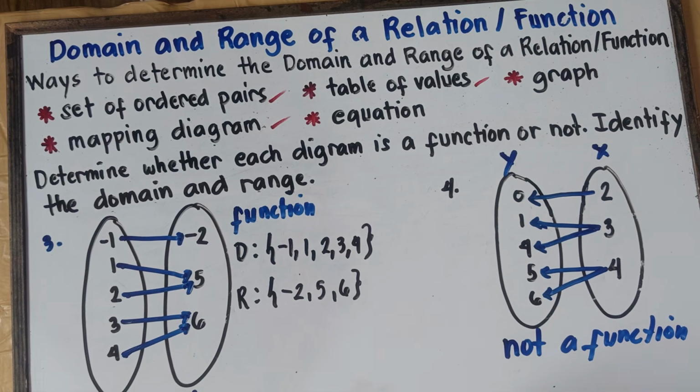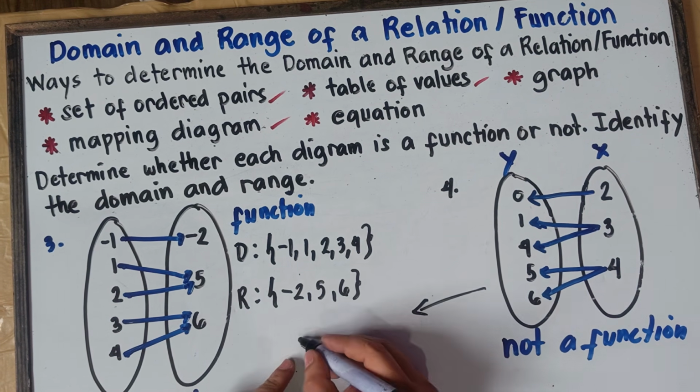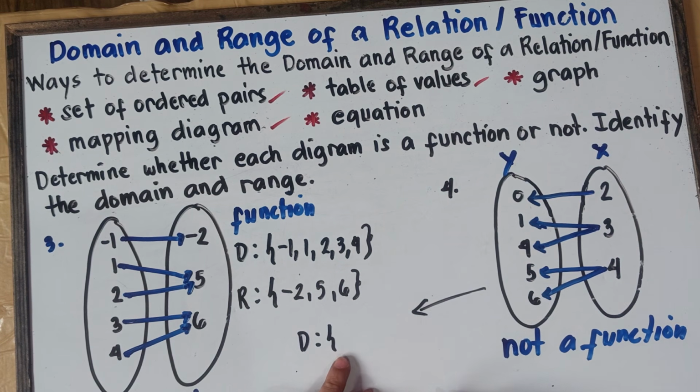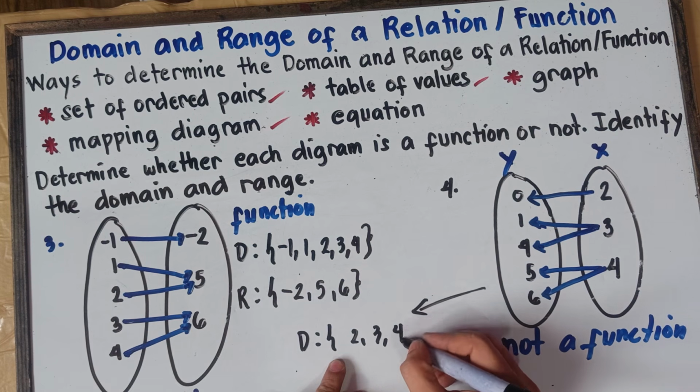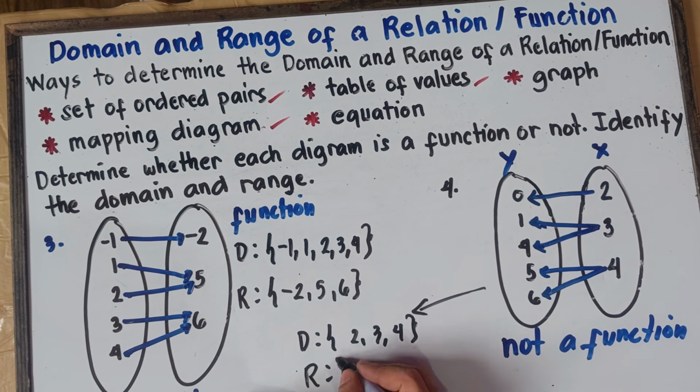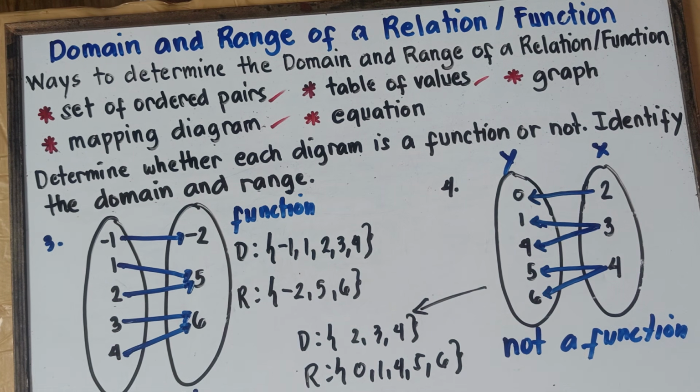And then the domain. We don't have enough space, guys, so let me just write it here. Domain: there will be the x values. We have 2, 3, and then 4. For the range, we have 0, 1, 4, 5, and then 6. That's it, class. We're all set with regards to mapping diagram.